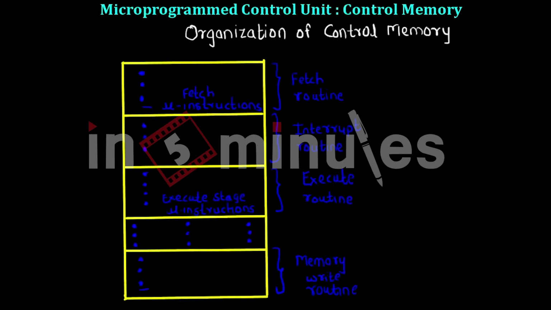For example, if we are in the fetch micro routine, then after fetch, if the instruction is about adding or multiplying, then we are going to jump to the execute routine straight away. If the operation is about memories, then we are going to jump to the memory write routine. So this is how the control memory is organized, and the instructions are executed one after the other in the microprogrammed control unit. This is the picture of the control memory and the micro instructions.